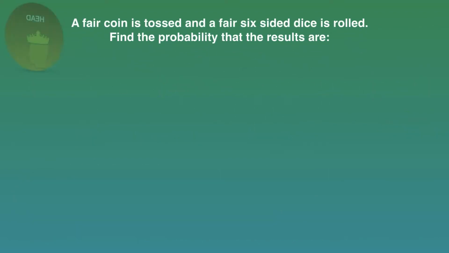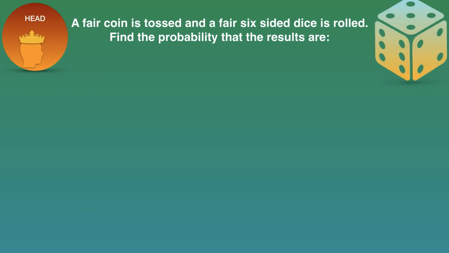In this question, a fair coin is tossed and a fair 6-sided dice is rolled. It then asks us to find the probability that the results are a head and a 4 in part A. Tossing a coin and getting a head is independent of rolling a dice and getting a 4. No matter what you do with the dice, the probability of getting a head is not going to change.